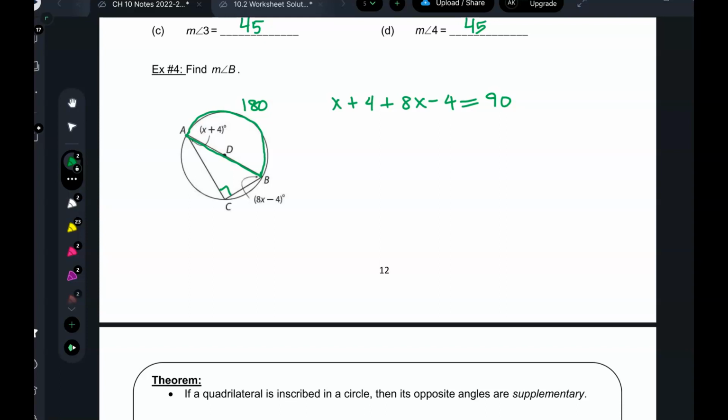Okay, go ahead and solve for x. What do you get, Max? Come on, it's easy. 9x. I got 10. Wait, but what about the third angle? Oh, we're finding it. Oh, it's a 90.